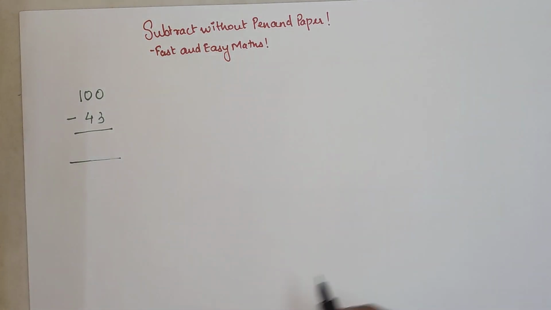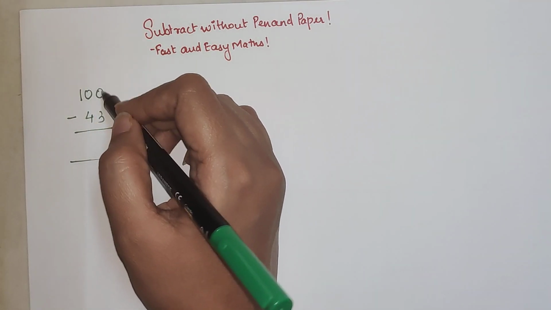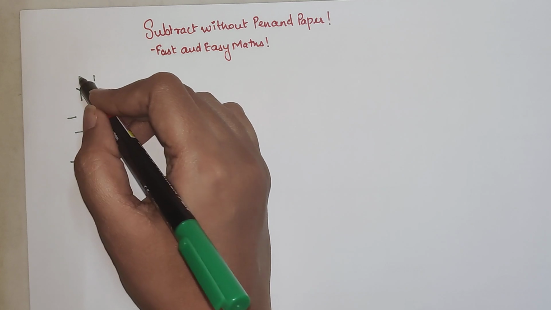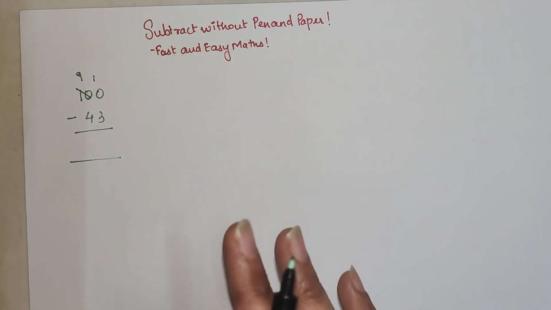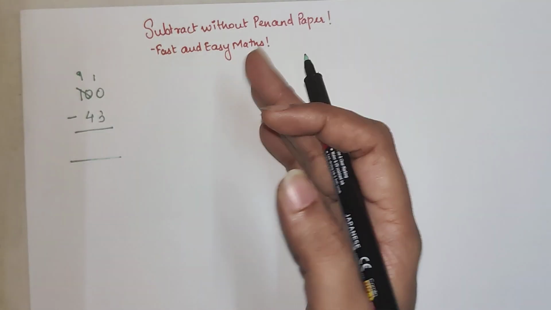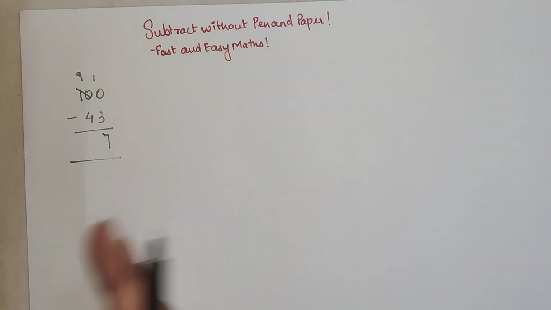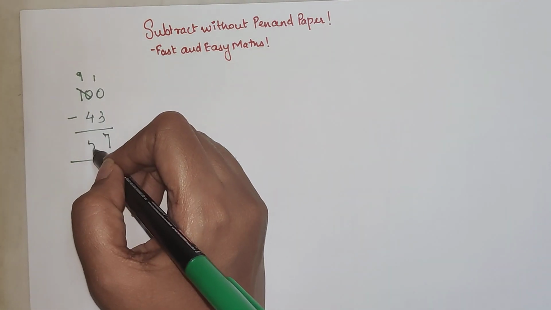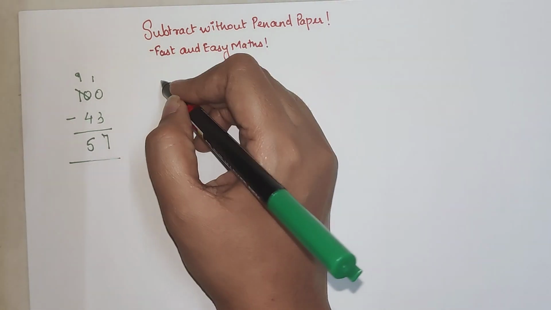Okay, so all you have to do in this case is what? You have to take this 0 as what? 10, and the next digit now comes out to be 9. That's it. That's the only thing you need to remember. Okay, so you subtract the unit digit from 10, so that gets you 7, and the next digit from 9, so that is what? 5. This is your answer.